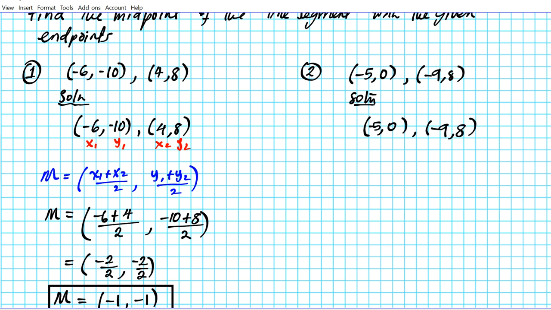So step 1 is to label the points, okay? So this is x1, y1 for the first point, and then x2, y2. And then let's write down the formula. The midpoint formula is (x1 plus x2) over 2, comma, (y1 plus y2) over 2.